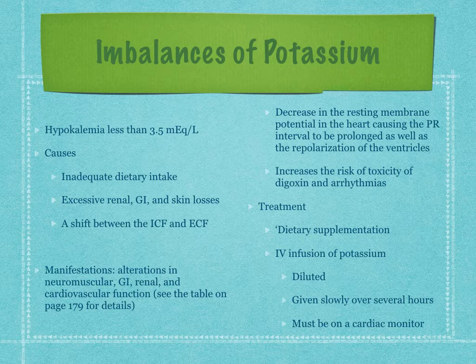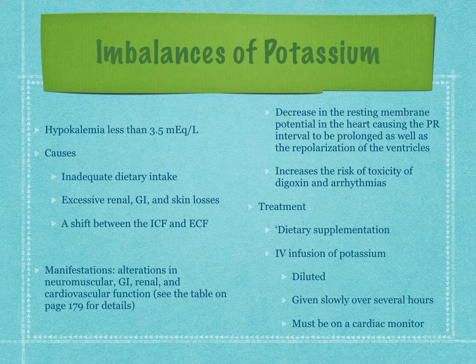Hypokalemia is when the potassium level is less than 3.5 milliequivalents. Some of the causes involved with it are inadequate dietary intake and excessive renal, GI, and skin losses. Renal losses in particular occur when patients are on diuretic therapy, except if they're getting potassium-sparing diuretics, or if they have metabolic alkalosis, low magnesium, trauma, stress, and increased aldosterone levels. A shift between ICF and ECF can happen because of decongestants or bronchodilators, insulin, and some other drugs, where potassium moves in or out of the cell because of the effect of these substances.